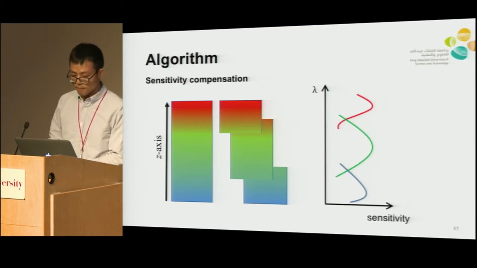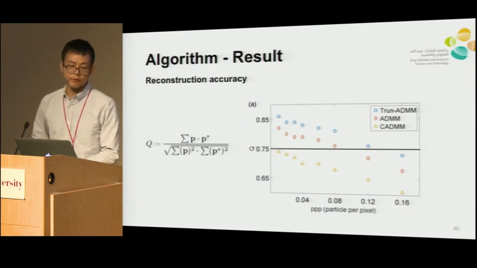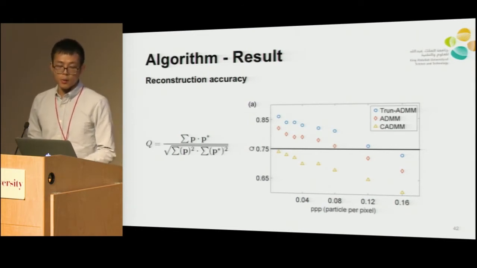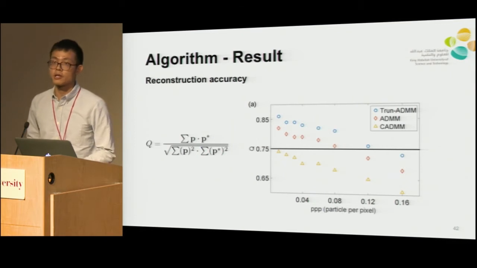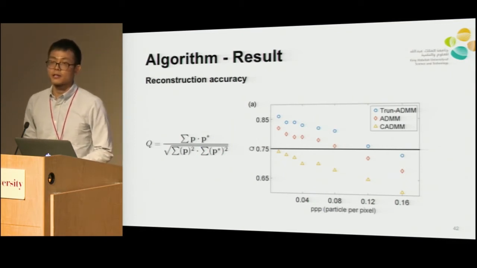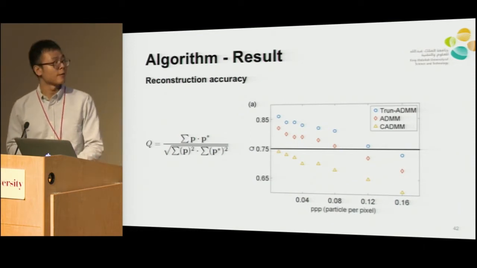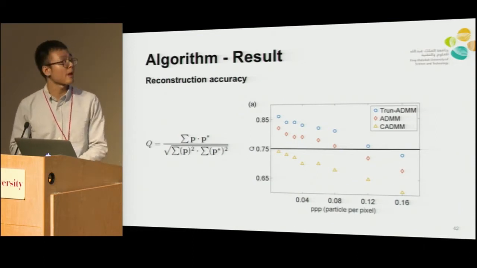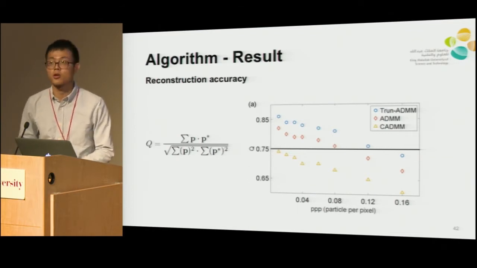We then evaluate our algorithms with regard to the reconstruction accuracy. We use a metric of quality factor Q, which is the normalized correlation coefficient between the reconstructed particle distributions and the ground truth. The results are shown on the right-hand side. A solid horizontal line here means a good enough reconstruction.